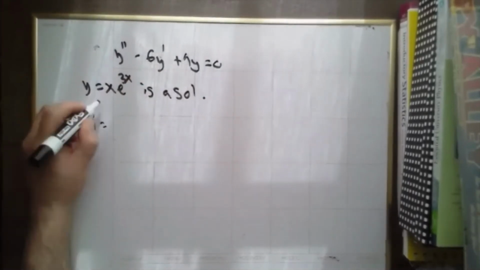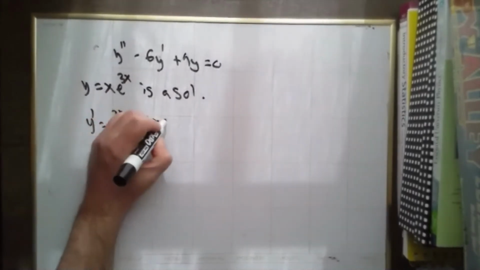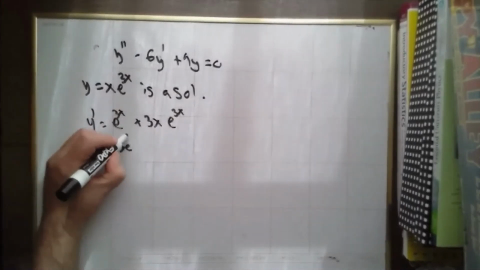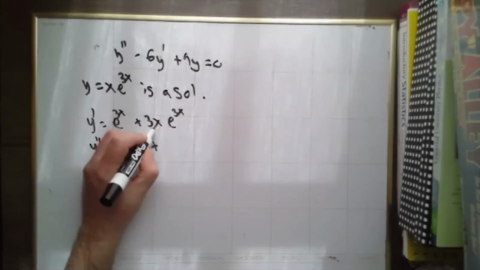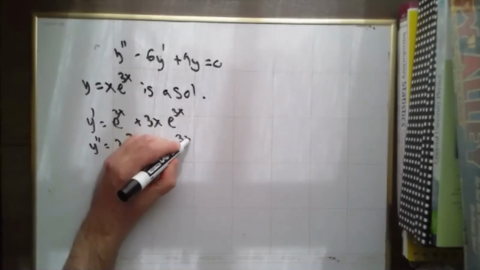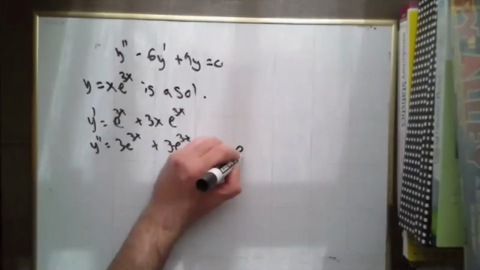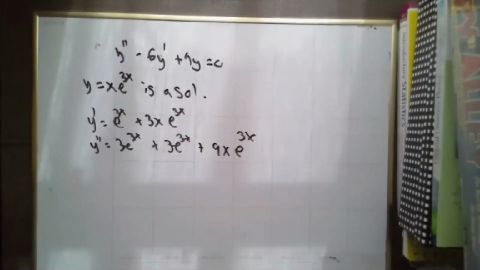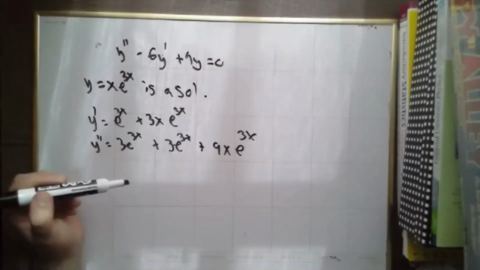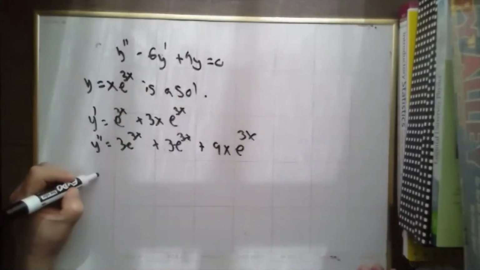So y prime, I have to product rule that, will be e to the 3x plus 3x e to the 3x. Y double prime will be 3 e to the 3x plus 3 e to the 3x, derivative of the first times the second, plus 9x e to the 3x. Let's check that and make sure that was right. Derivative of the first times the second, plus derivative of the second, leave the first alone. Okay, so let's plug all that in there.